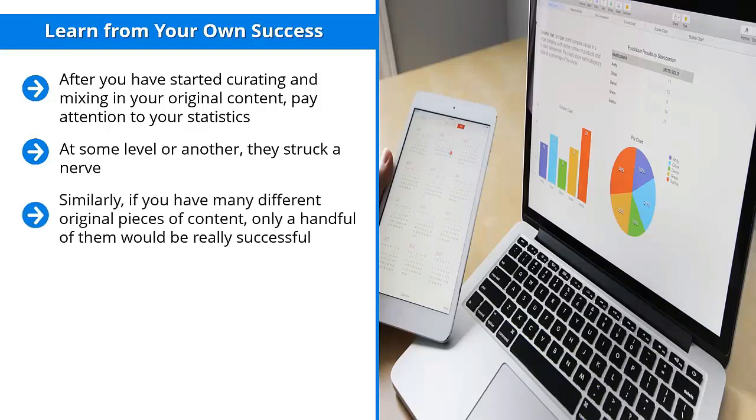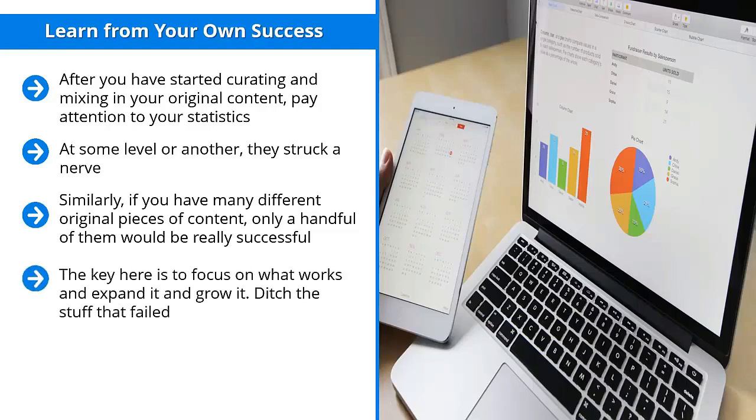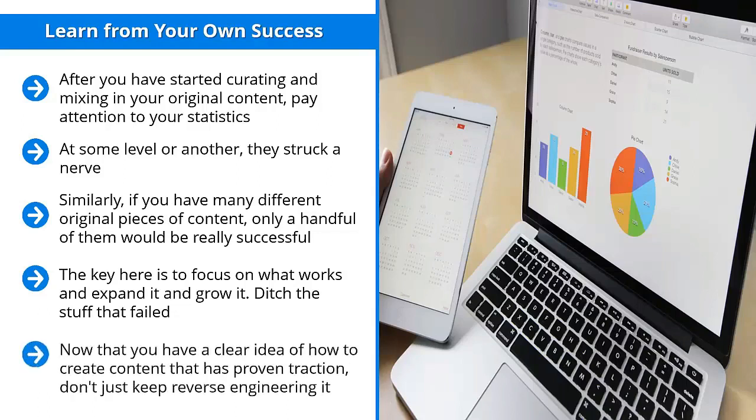Similarly, if you have many different original pieces of content, only a handful of them will be really successful. Pay attention to those. Find them. Once you've identified them, create more of them. Focus on the same themes and present similar information the same way. The key here is to focus on what works and expand it and grow it. Ditch the stuff that failed. Build on your strengths. Create derivative, cross-platform variations of your most successful content. Now that you have a clear idea of how to create content that has proven traction, don't just keep reverse engineering it.